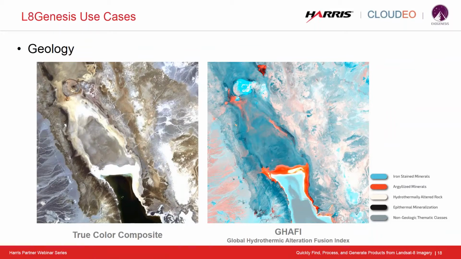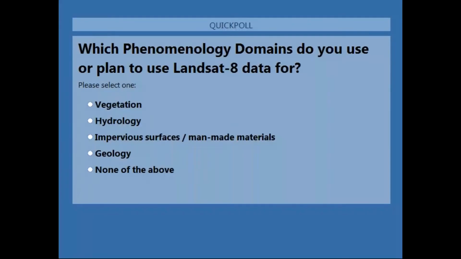Great, thank you, Tim. We'd like to invite you to take part in the third and final poll question now. The question is, which phenomenology domains do you use or plan to use Landsat 8 data for? The options being what Tim has just mentioned: A, vegetation; B, hydrology; C, impervious surfaces or man-made materials; D, geology; or E, none of the above. So we'll give about 15 to 20 seconds on this one as there's more time to think.